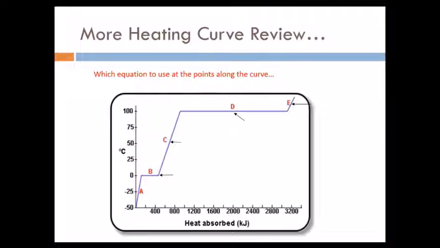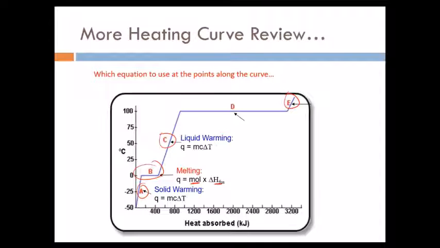Now, more heating curve review, which equation to use along the points. So if we are warming something like A, C, and E, these are all going to be Q equals MCΔT, because we're just warming it, degrees Celsius, a certain amount of grams. But if we are melting, we're going to do the moles times the heat of fusion, and a lot of times they give you grams to start with, so you have to change it to moles and then multiply it by the heat of fusion.